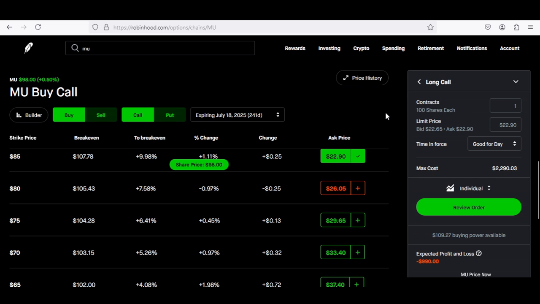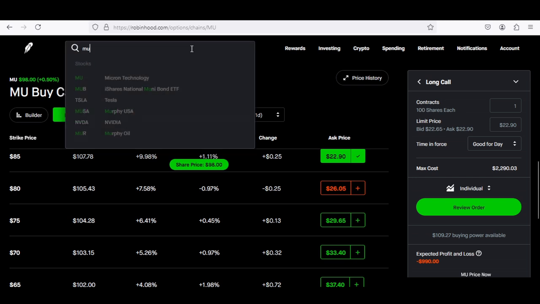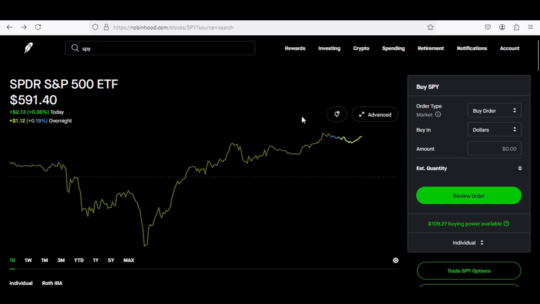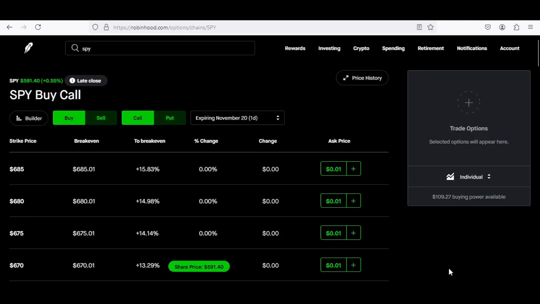Okay, here's the big question. How do you know what strike price to use when buying LEAPS? Well, that's simple, and I'm going to show you right now, and we're going to change the stock. We're going to use the SPY. Okay, so here we are on SPY, the Spider ETF, and we're going to go ahead and open up the options chain by going to Trade SPY Options. And once again, we're going to go to buy and call, and we're going to choose our expiration date.